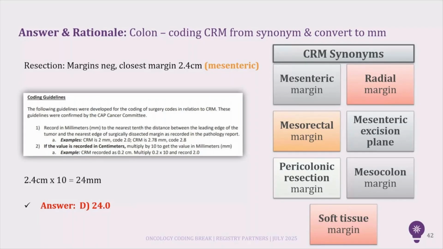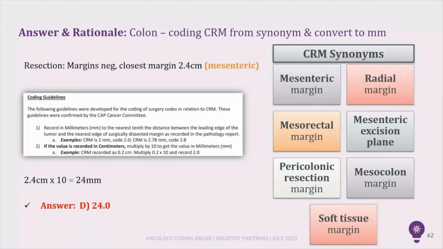So just remember to look for these synonyms. Sometimes it's in the final diagnosis. Sometimes it's not there, and you can even look in the gross description where they're describing the tumor and the way it looks. They might show you the margin down there, and you're able to code it. So read the entire path report and look for these synonyms.